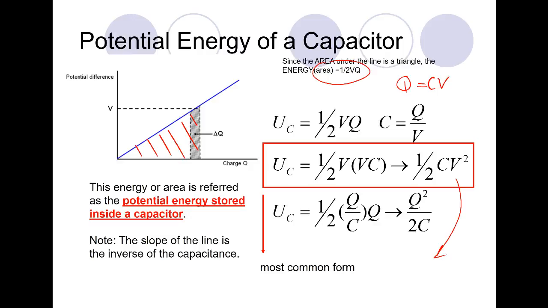And the other way to do it is to replace V with Q over C, so you get Q squared over C times 1/2. But the 1/2 CV squared, that's what you see the most often. And it's also worth pointing out that the slope of this line, which is basically delta V over Q, is 1 over C. So that's important to see.